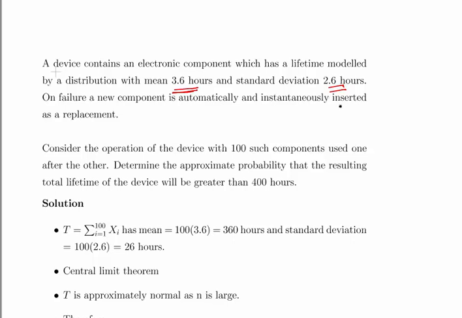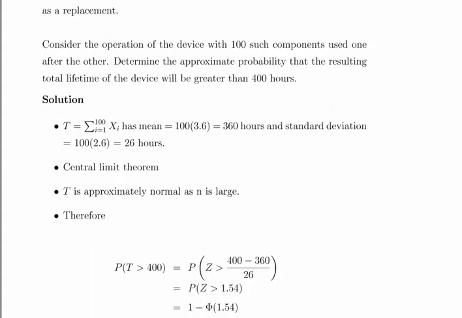Essentially we're setting up this random variable called T, which is the sum of the 100 durations for each component. So X1 is the lifetime of the first component, X2 is the lifetime of the second component, and so on. Add up all 100 of those, and we're calling it a random variable T. Now, T will have a mean of 360 hours and a standard deviation of 26 hours. Essentially what we're doing there is multiplying the mean and the standard deviation by the total number of items, in this case the total number of outcomes from the X distribution that we're adding up.